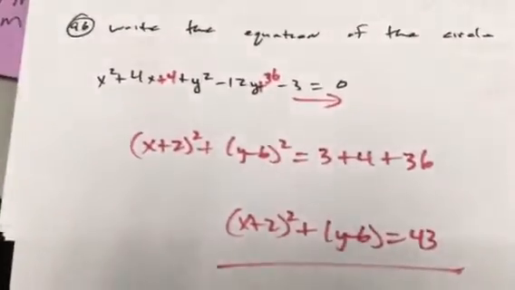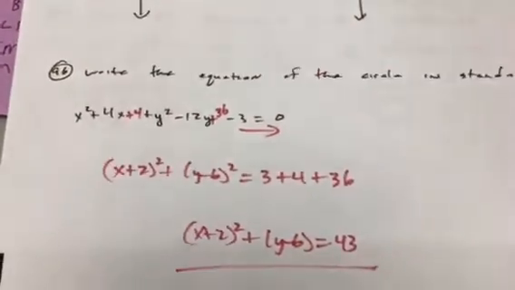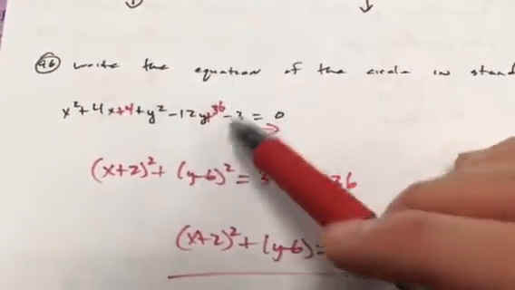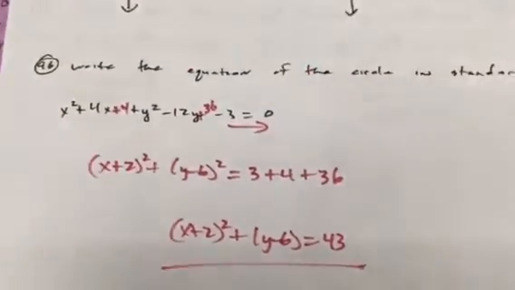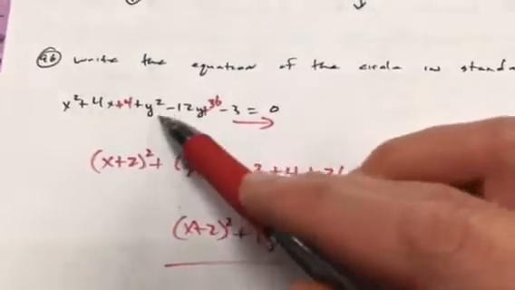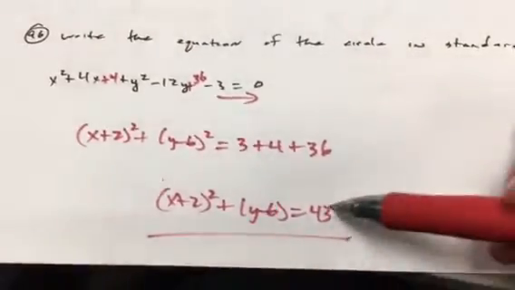It's all about completing the square. Take half the middle term, which is 2, square it. Add 4 here. Add 4 to the other side. Take half the middle term, negative 6, square it. Add 36 here. You have to add 36 there. So it's always half the middle term, so x plus 2 squared plus y minus half the middle term, 6 squared, equals 43.